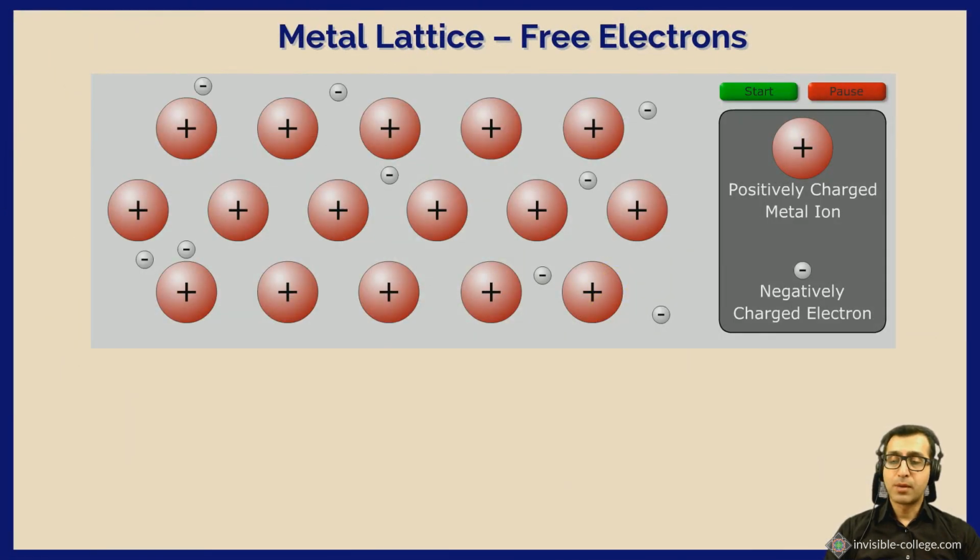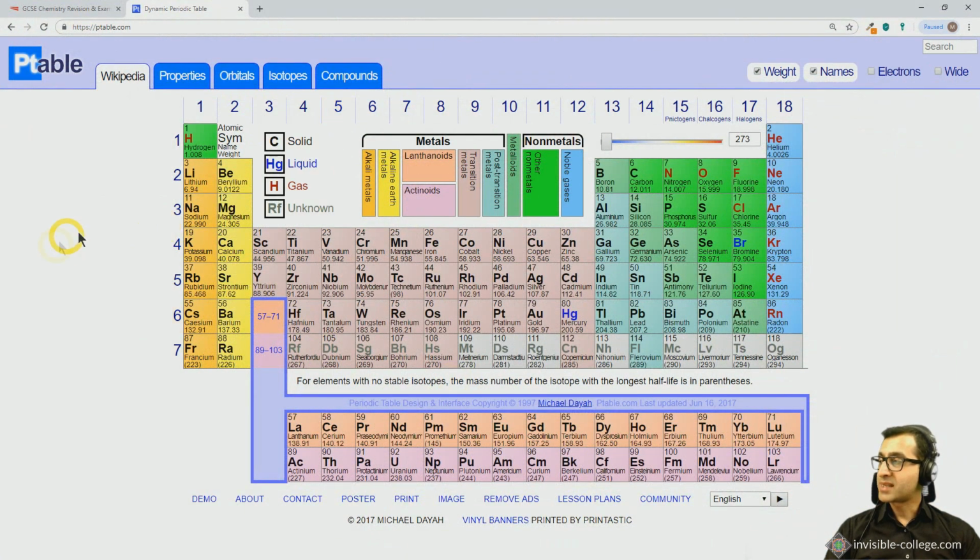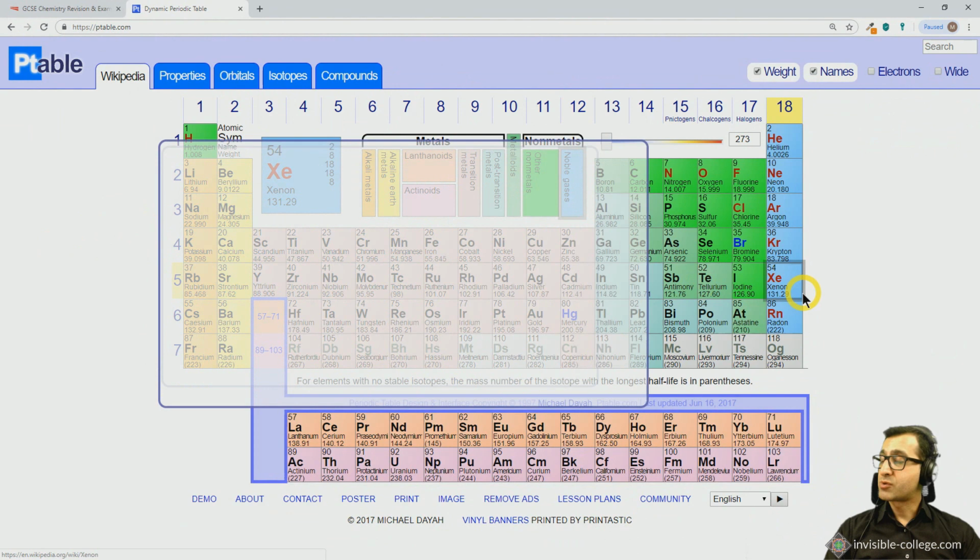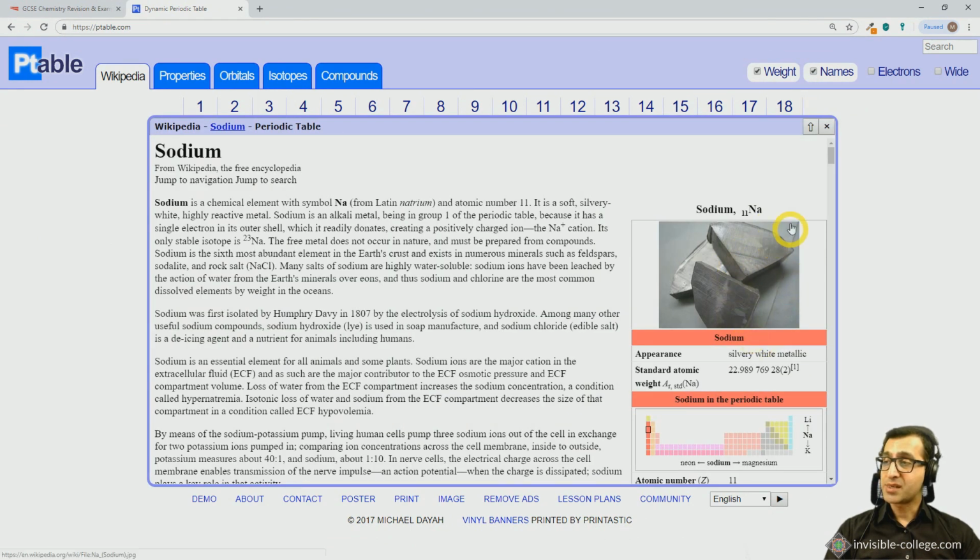So if we imagine, for example, we take a metal from group 1. So let's say we take sodium, for example. So sodium metal looks a bit like this. It's typically stored under oil, but it's a kind of grey metal that cuts very easily. Now, each one of these sodium atoms has an atomic number of 11 and therefore has 11 electrons in the shells surrounding the nucleus.